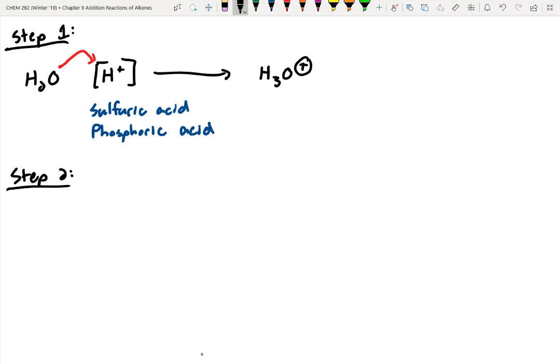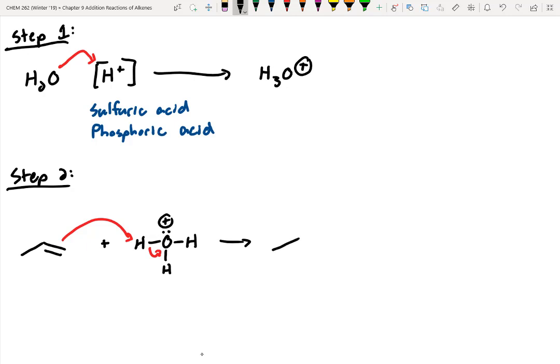Step two, we've got our alkene floating around. We also have the hydronium ion that was just created in solution. What do you think will happen next? Like we said, acid-base chemistry can occur with pi bonds. It's going to reach out, grab this. Then we have to decide, where's that proton going to go?